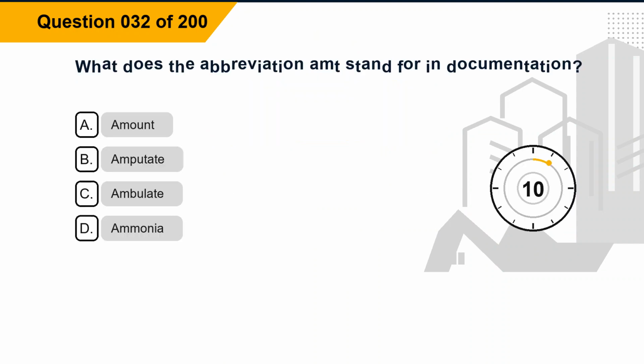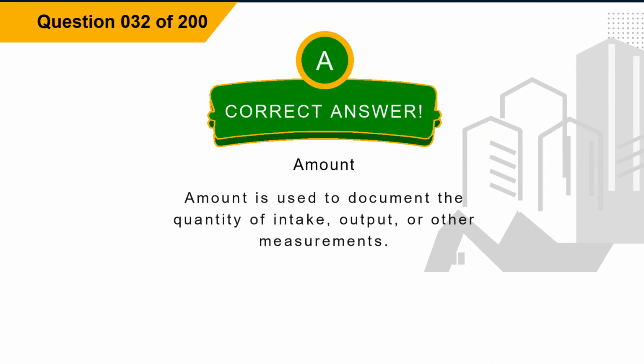Question 32. What does the abbreviation AMT stand for in documentation? Option A, amount. Option B, amputate. Option C, ambulate. Option D, ammonia. The correct answer is option A, amount. Explanation: amount is used to document the quantity of intake, output, or other measurements.